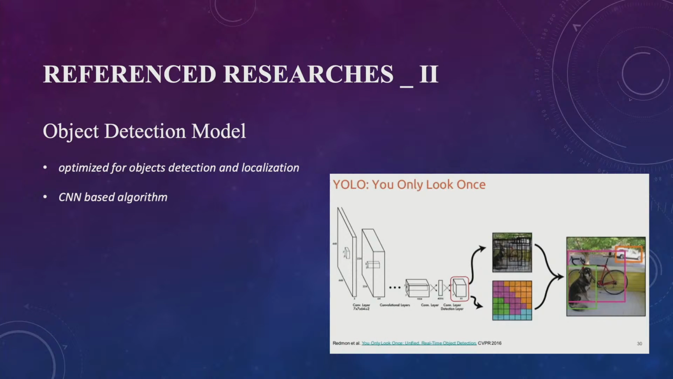The second reference is object detection model. The algorithm behind object detection model is based on convolutional neural network. However, unlike convolutional neural network analyzing the whole image as one class, object detection model tries to analyze all the sub-windows inside the image. Therefore, the end goal of object detection model is to detect and localize the objects inside the image.